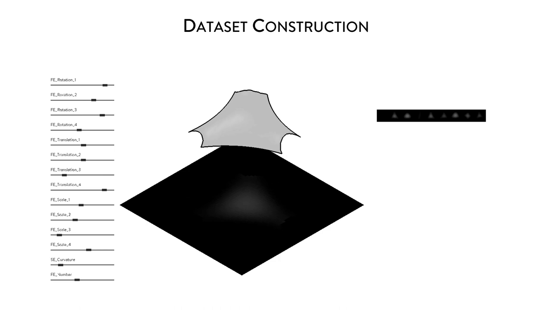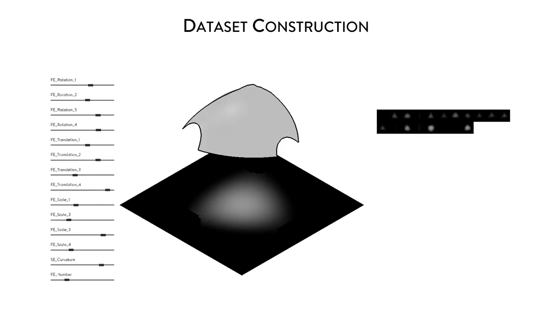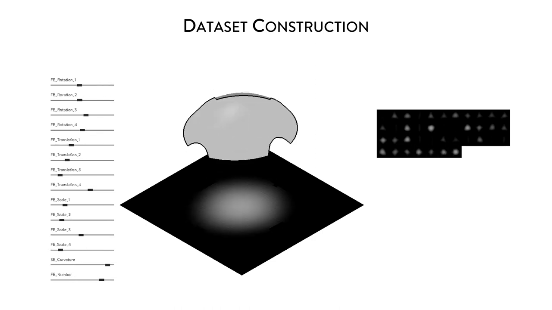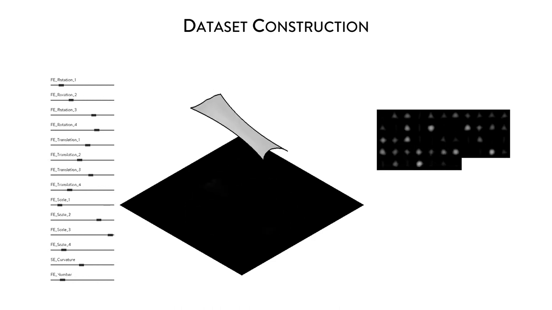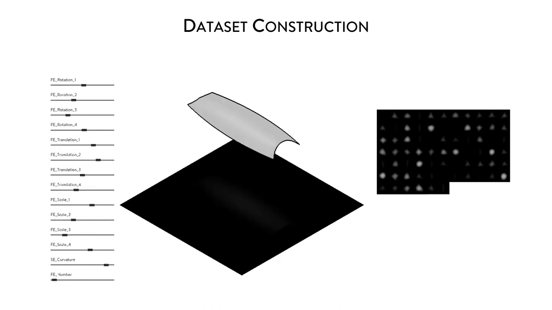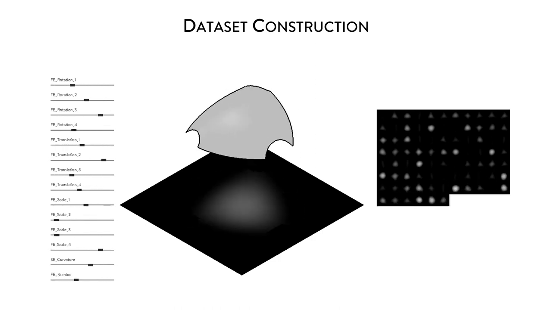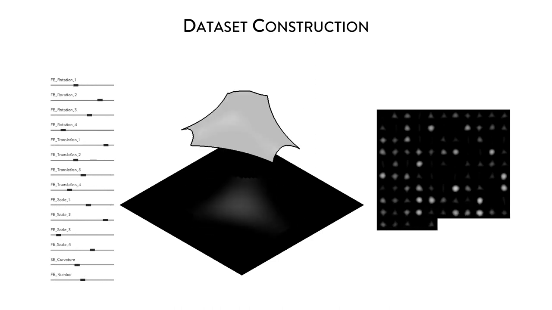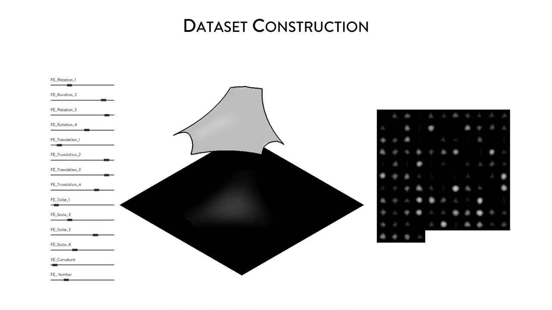This is an animation showing how the dataset is constructed through a Grasshopper script. First, the algorithm generates a random combination of variables which control the boundary curves of the shell. These curves are then used as input for the dynamic relaxation to construct a 3D model. Finally, the 3D model is converted into a depth map and the image saved on the local hard drive.